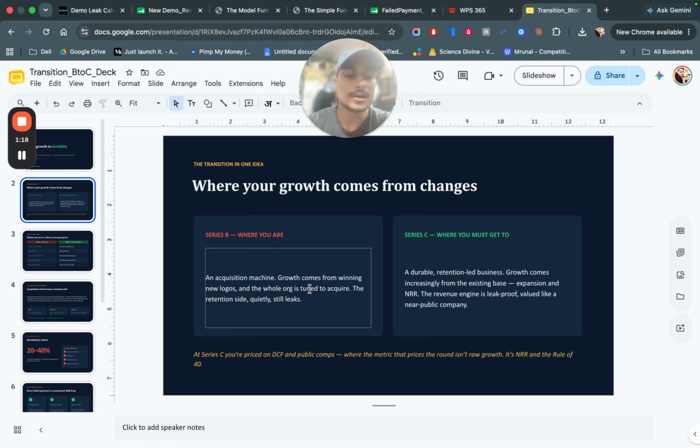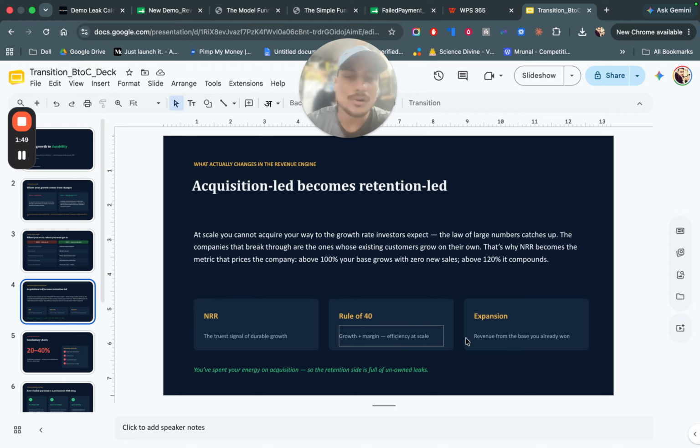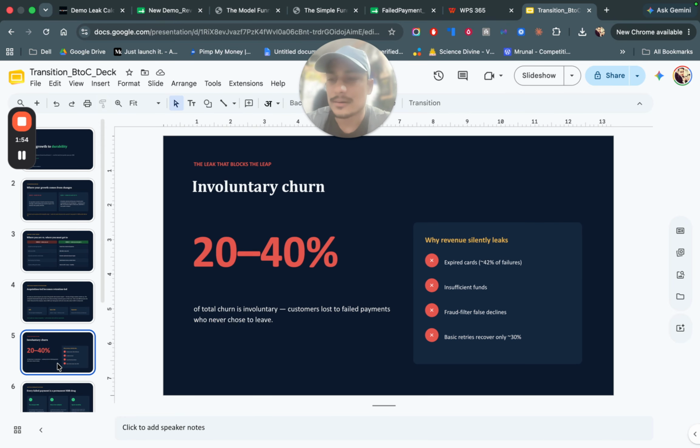I'm going to show you the major cause of low retention and higher churn. As the acquisition model becomes retention-led, what matters is NRR. In Series A, the main metric is ARR, annual recurring revenue, but here we are looking at net revenue retention, which focuses on reducing churn and on expansion. Let me show you in the next slide how it works.